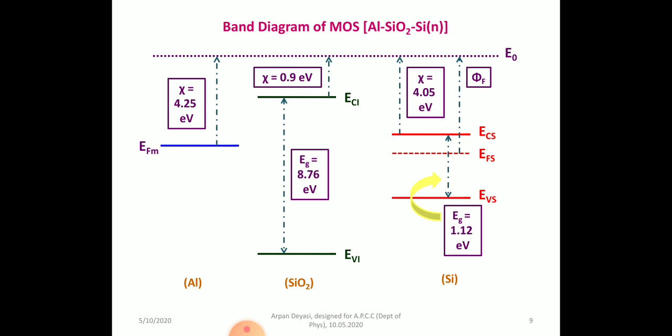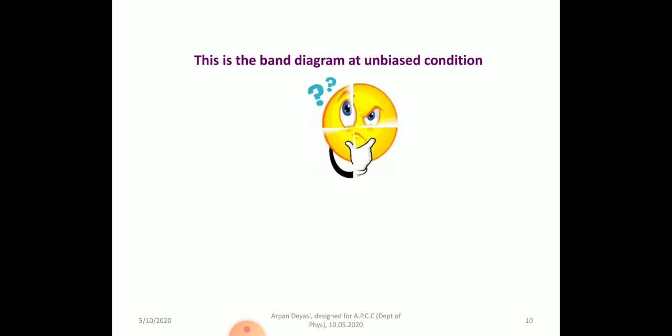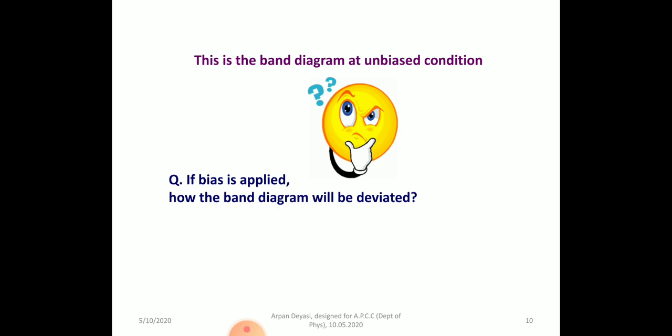So if you want to apply bias, how will it really change? Let's go for that. After the unbiased condition, we have to think about how the band diagram will change if we apply the bias. Now, application of bias has multiple ways. What are the ways?